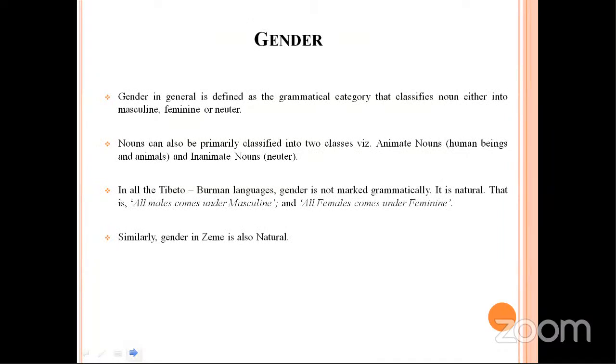Gender. Gender in general is defined as the grammatical category that classifies nouns into masculine, feminine, or neuter. Nouns can also be primarily classified into two classes: animate nouns, which include human beings and animals, and inanimate nouns, which include neuter gender. In all the Tibeto-Burman languages, gender is not marked grammatically, it is natural. That is, all males come under masculine and all females come under feminine. Similarly, gender in Zeme is also natural.